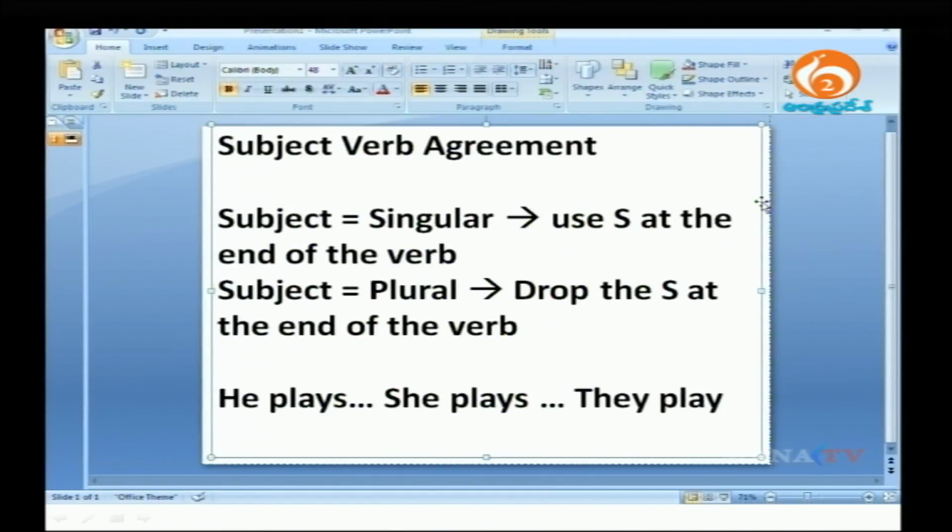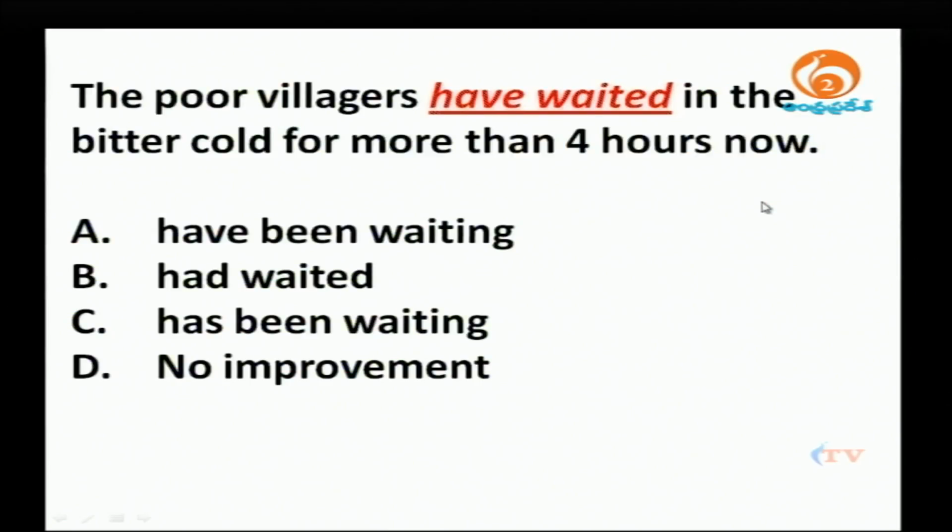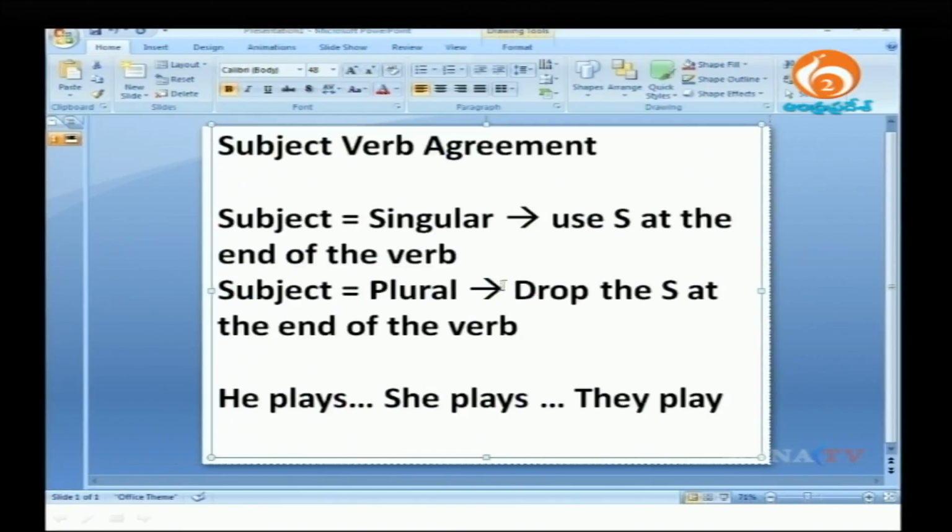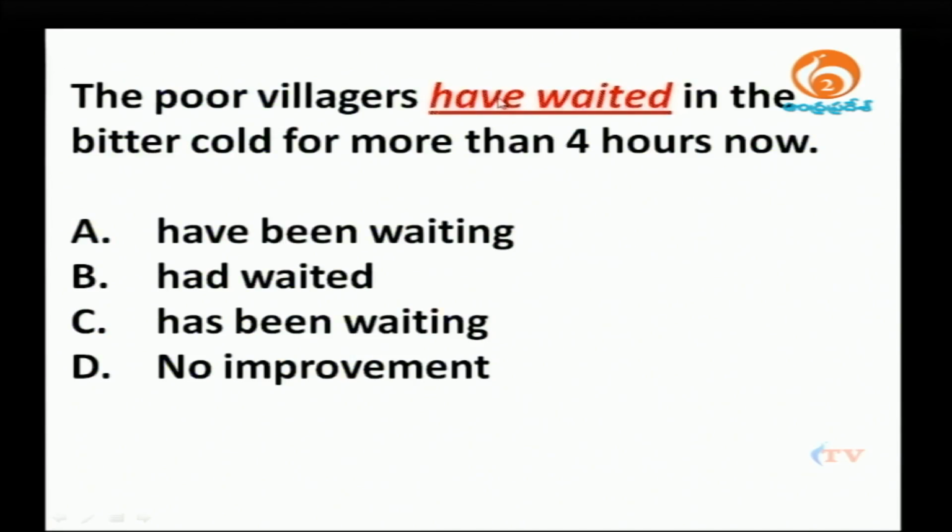Now in this particular question, let's take a look at it. It says the poor villagers have waited. So is have the correct form? What is the subject here? Villagers. Poor is an adjective. Now villagers is a plural form. If I have a plural form, I will drop the S, which means have is correct. I cannot use any option which has, which means C is ruled out.